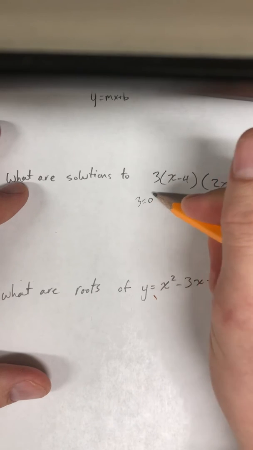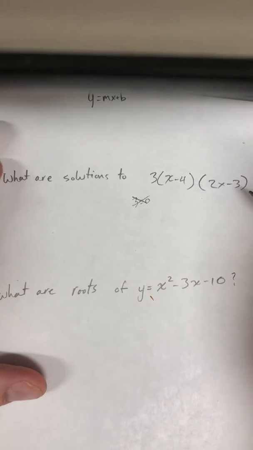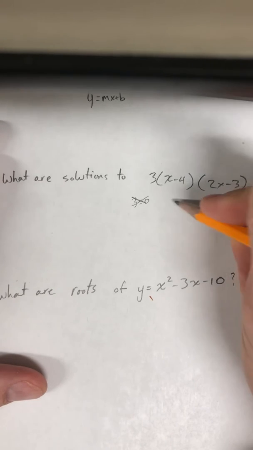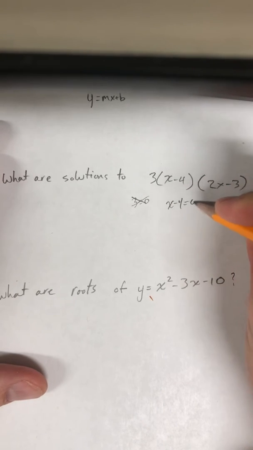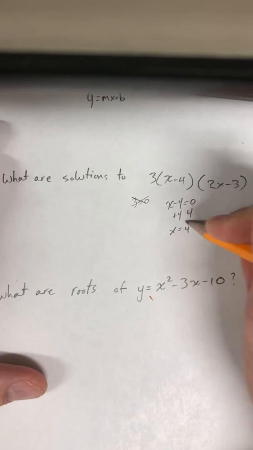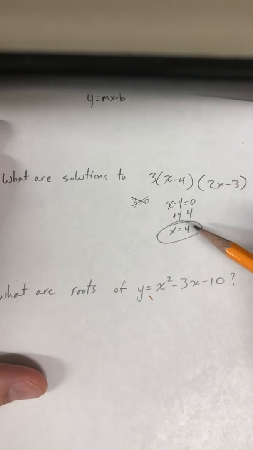So the first factor is 3. Well, 3 equals 0 is nothing because that's never true. You're really only going to have solutions for factors with x. So x minus 4 equals 0. Add 4 to both sides, and that's x equals 4. That's one of your solutions.